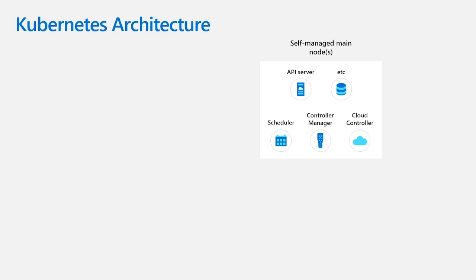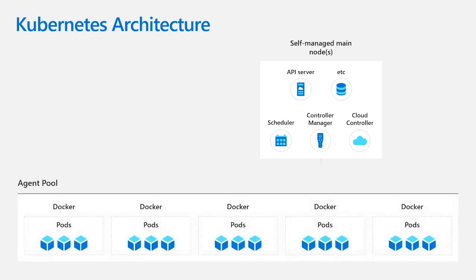You're going to have your self-managed main node or nodes. So this is kind of interesting because you can have 1 or 3. It depends on how highly available you want to make it. But in either scenario, that main node or nodes is going to have an API server. It's going to have an etcd database. It's going to have a scheduler, and you can have multiple schedulers. It's going to have a controller manager. It's going to have a cloud controller. This is kind of like the brain of your Kubernetes cluster.